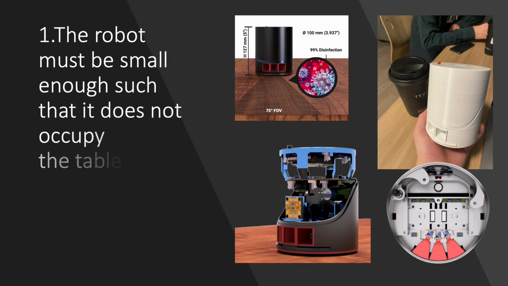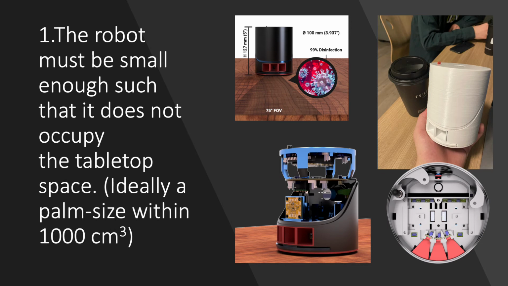Criteria 1. The robot must be small enough such that it does not occupy the tabletop space, ideally palm size within 1,000 cubic centimeters. In order to achieve a super compact robot in a low profile format, everything has to be designed from the ground up. In mechanical design, everything is designed with a unibody mechanical design with 3D printing technology. So everything is efficiently printed and designed.